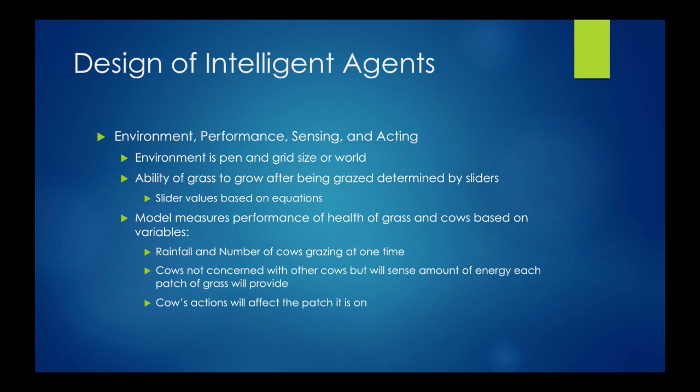Cows are not concerned with other cows, as I mentioned, but they will sense the amount of energy each patch of grass will provide. So again, they don't communicate directly, but they can tell what their environment is giving them in terms of information. A cow's actions will directly affect the patch it is on. As it eats, the patch will lose more grass.